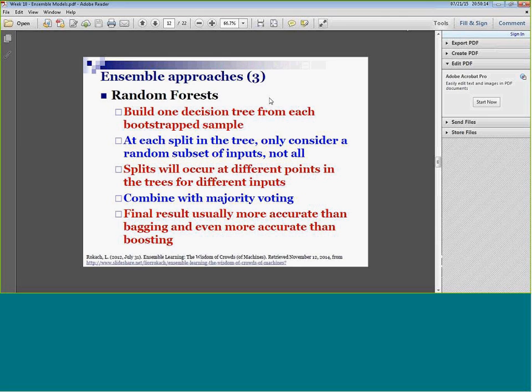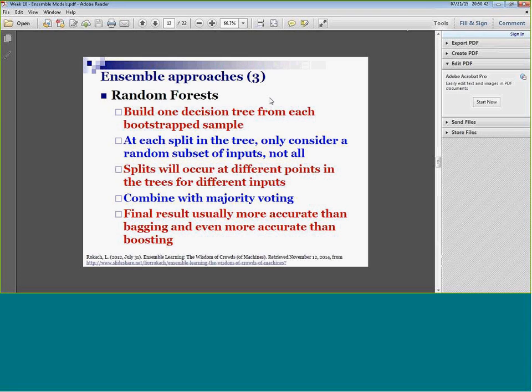One of my favorites, random forests. Build one decision tree from each bootstrap sample. At each split in the tree, only consider a random set of inputs, not all. Remember how decision trees work. They consider all possible predictor inputs, and all possible values of all possible predictor inputs, in order to come up with each split.